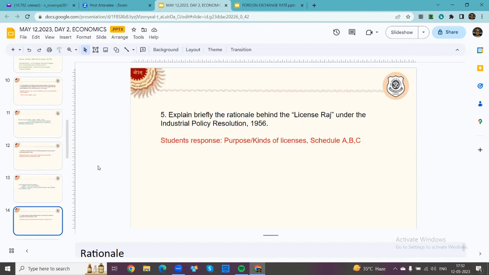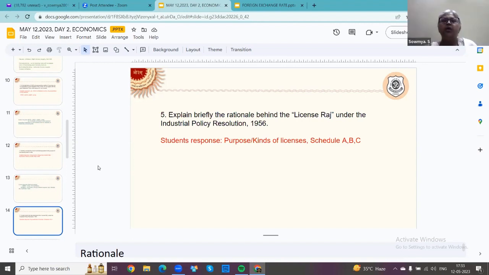No, ma'am. Wrong, ma'am. So what do you think should be the answer? In my point of view, for example, they first license Raj before 1991, if they want to expand, if they are going to produce different products, and also they want to get a license. 3 reasons.